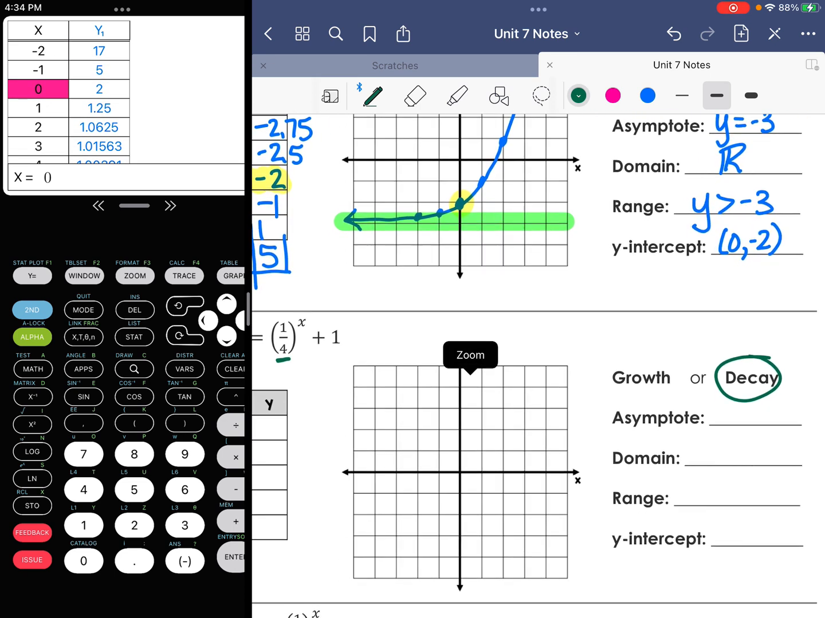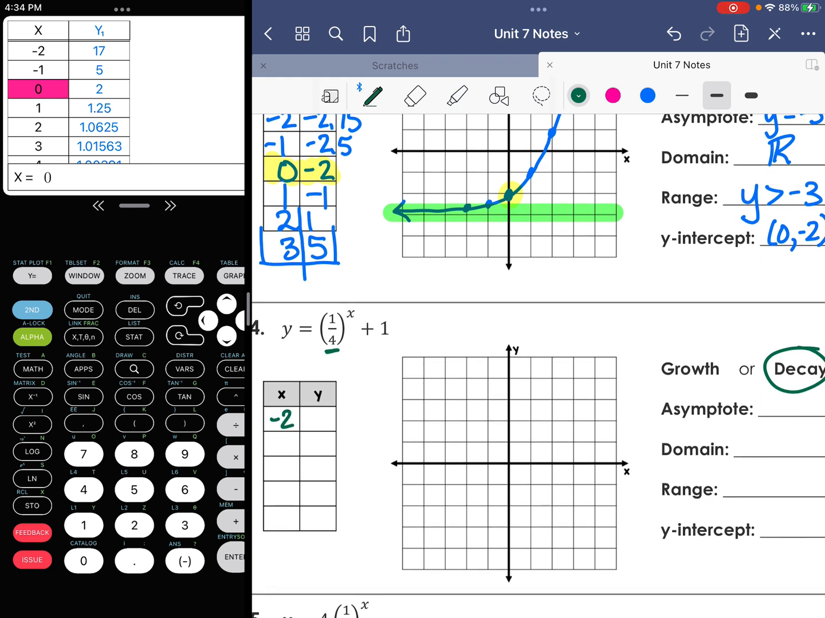So we're going to do on here (-2, 17), (-1, 5), (0, 2), (1, 1.25), and (2, 1.0625). And you don't have to write out a big long number. You can round that off to 1.06. It doesn't matter. So notice that our first one is 17. We cannot put 17 on here. That would be way up in the other graph above it. So we're just going to skip that one. Leave it in your table. It's fine. And we're going to start at (-1, 5) because that's what we can put on our graph.